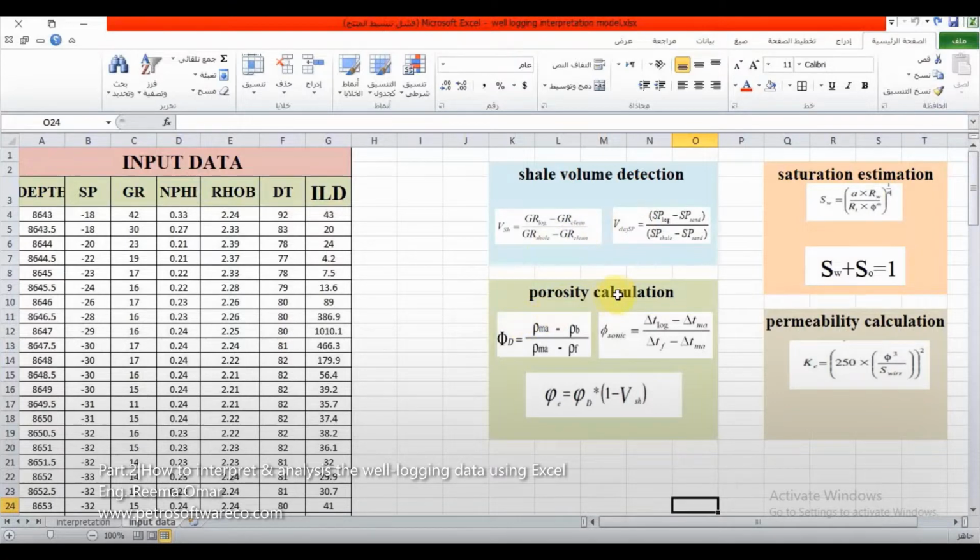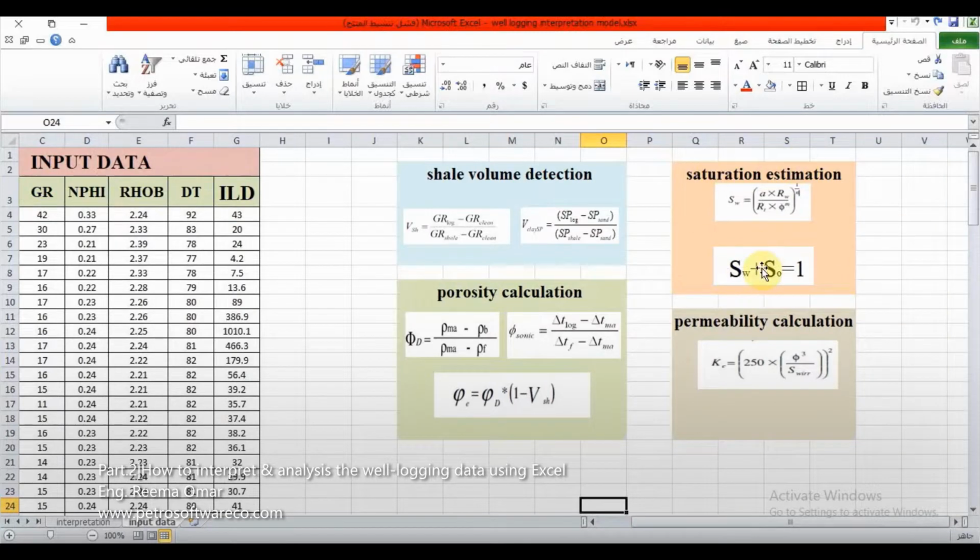Next, we'll calculate the porosity based on this equation. We have density data, neutron data, and sonic data. After that, we'll calculate the effective porosity. The next step of well logging interpretation is saturation estimation. The first step is to calculate the water saturation. After that, we'll calculate the oil saturation, and the final step will calculate the permeability based on this equation.